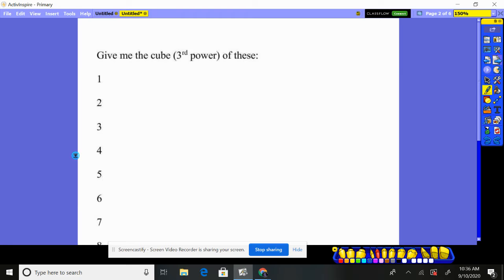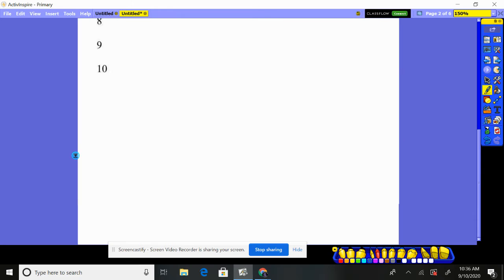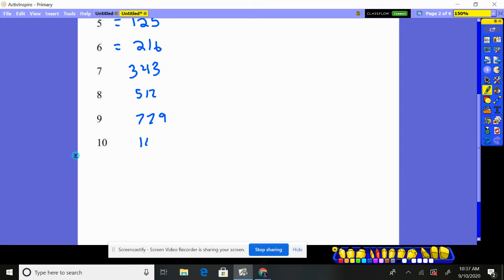What would the cube of 1 be? 1 times 1 times 1, 1. For 2, 2 cubed, 2 times 2 times 2, 8. 3 cubed, 3 times 3 times 3, 27, and so forth: 64, 125, 216. Oops, a little far. Not that we really care. You get 343, 512, 729, and 1,000.